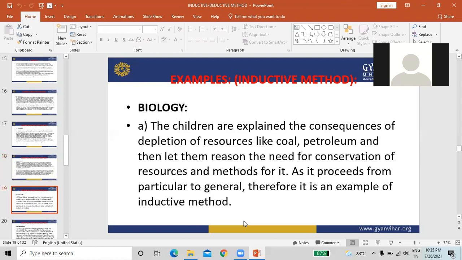Biology example: the children are explained the consequences of depletion of resources like coal, petroleum, and let them reason out the need for conservation of the resources and methods for it. As it proceeds from particular to general, therefore it is an example of inductive method.